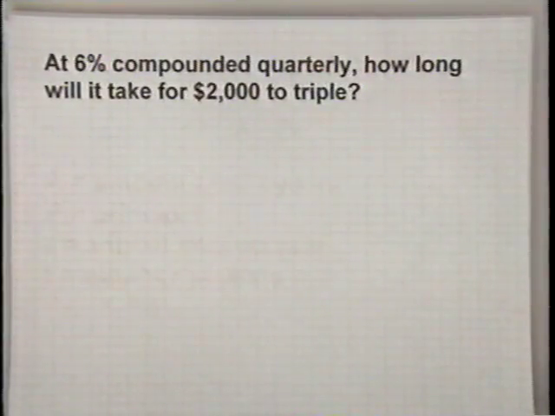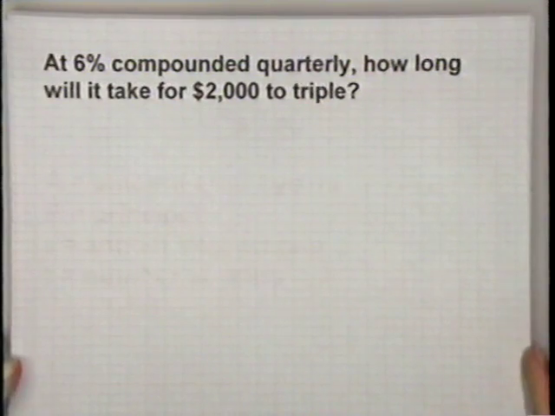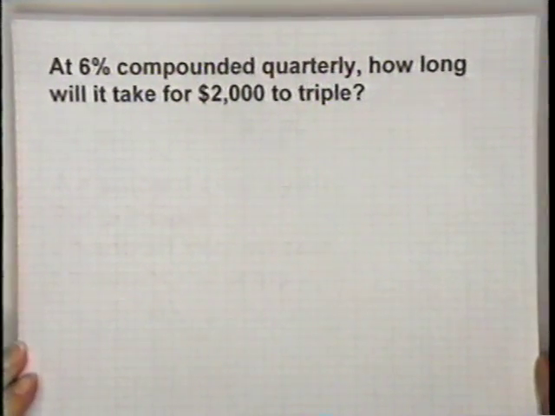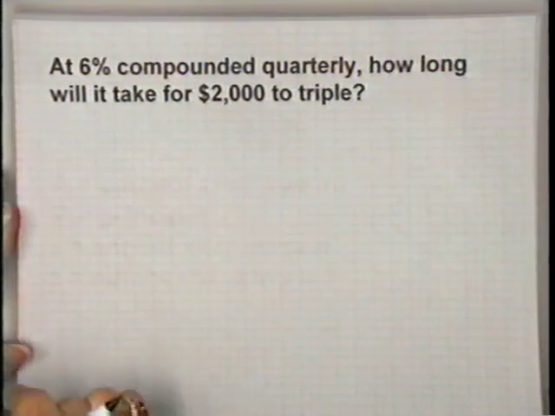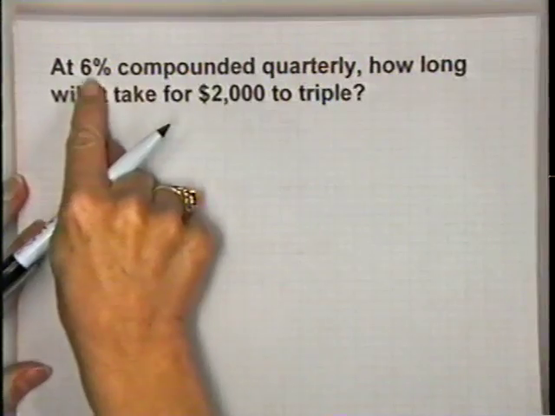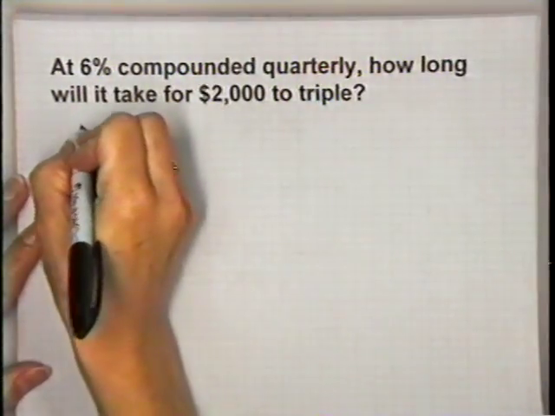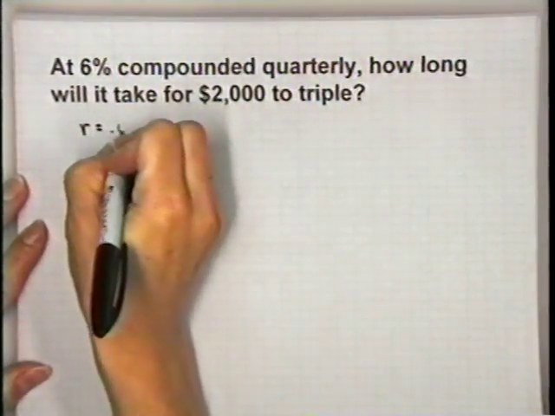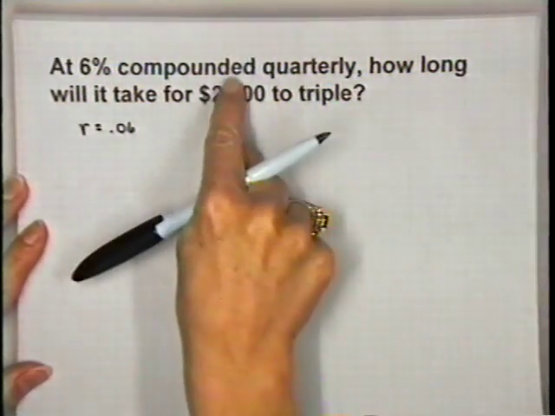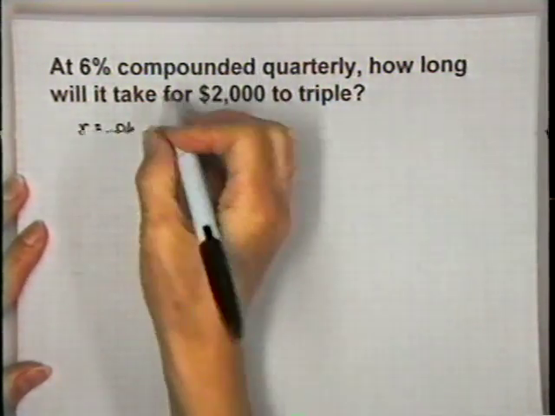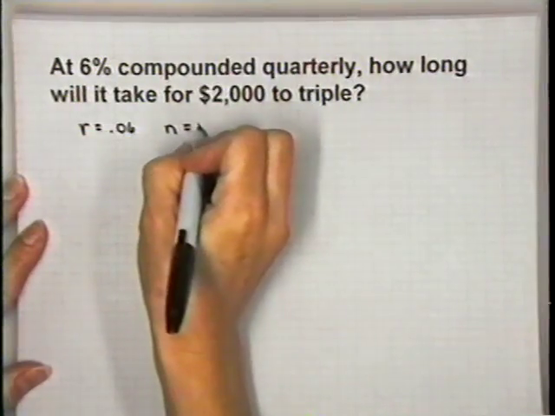Okay, well, let's look at this problem. At 6% compounded quarterly, how long will it take for $2,000 to triple? Well, now this problem is a little bit different. Let's identify what we know here. Of course, 6% is our interest rate, R, isn't it? So let's write that down. R is 6%. We are compounding quarterly, so we know N is 4.